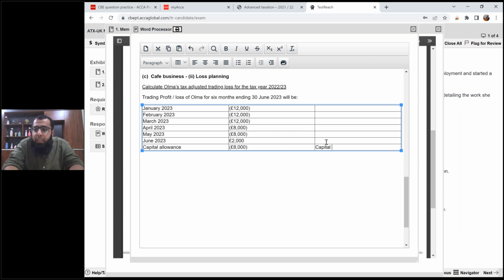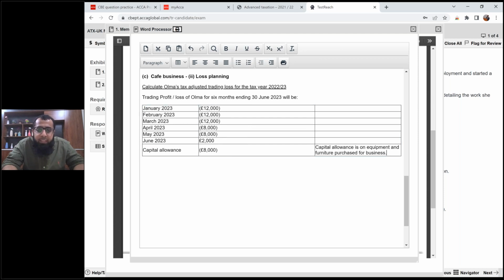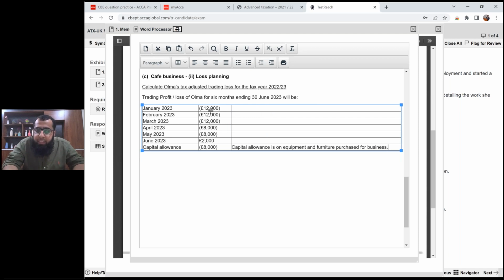Okay, capital allowance is on equipment and furniture purchased for business. So obviously it will be covered through the annual investment allowance. Okay, one student is asking, sir, what was the shortcut? There is no shortcut. These are simple techniques.